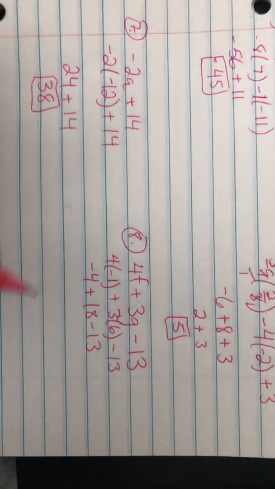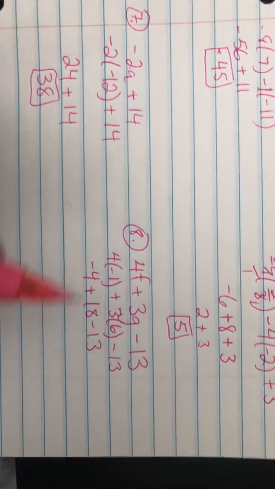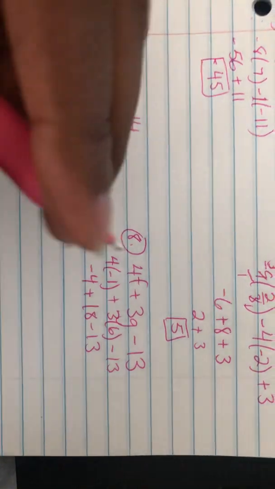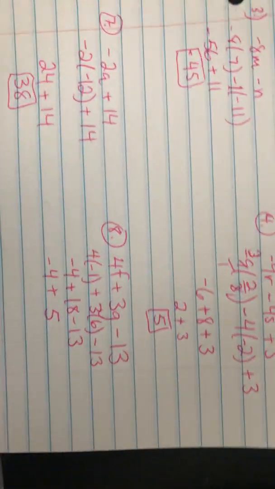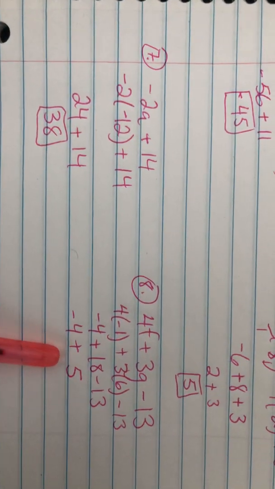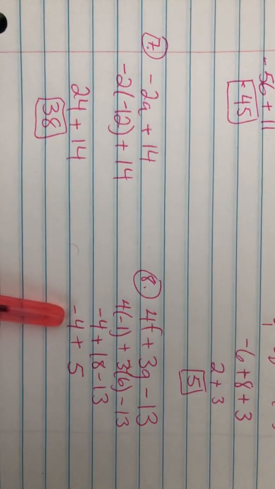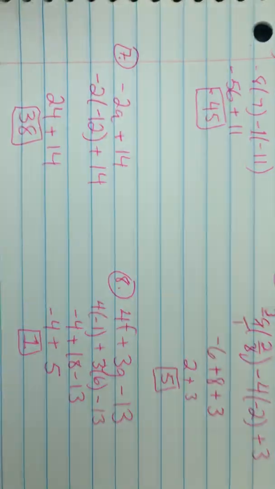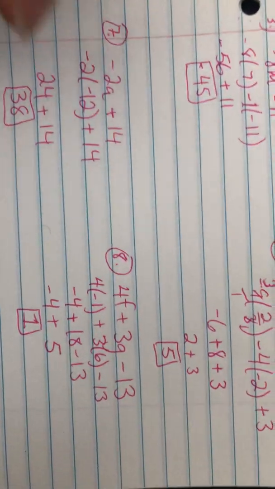Again, you could go left to right. Whatever you want to do, it doesn't matter. For me, I'm just going to take 18 minus 13, and that's going to give me 5. And then plus -4. Remember right here, our signs are different. We have +5 and then -4. So I'm going to subtract and keep the sign of the bigger number, and that's going to give me 1. And that's why that one is A.